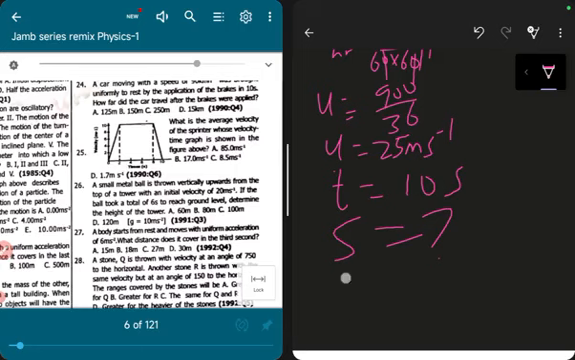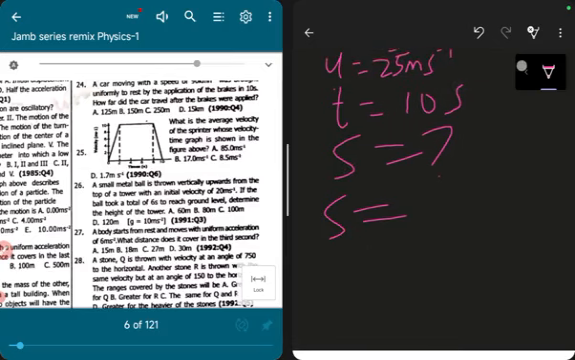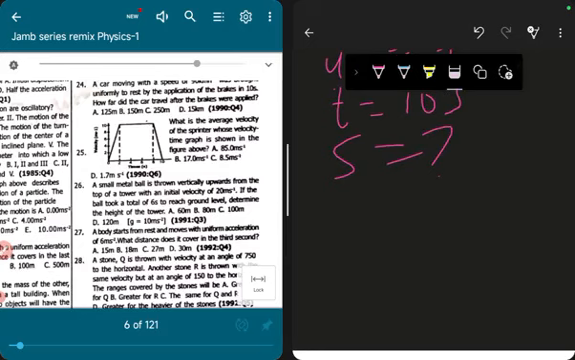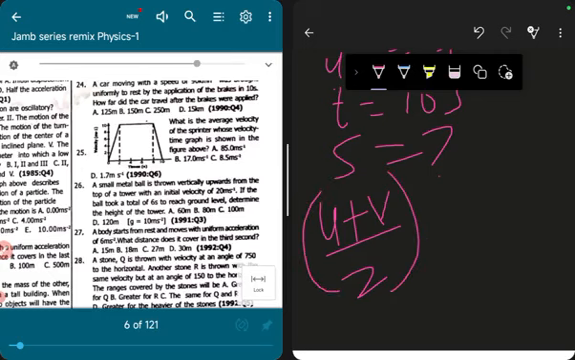We have S. Now, from the definition of speed, like I told you, there's a fourth equation of motion which is not commonly used. Average speed is total distance over total time taken. Average speed is basically the average of the initial velocity and final velocity, U plus V divided by 2. This is how you take a mean: the summation of all the values over the total number of values. So average speed is equal to distance over time.